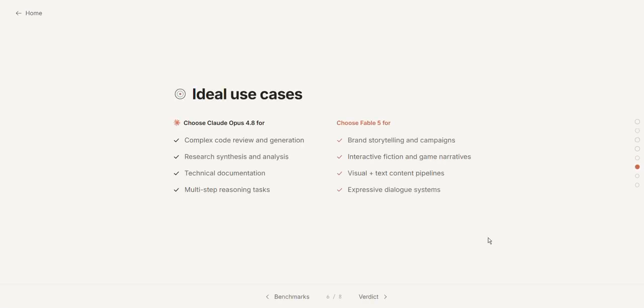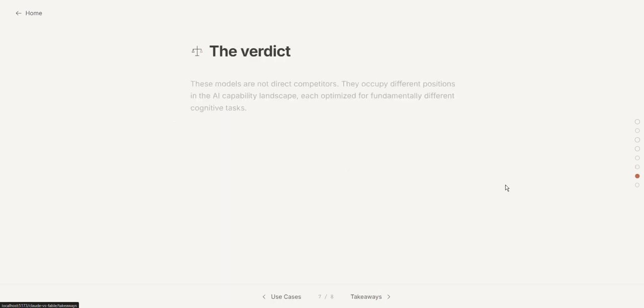Ideal use cases. Choose Claude Opus 4.8 for complex code review and generation, research synthesis and analysis, technical documentation, and multi-step reasoning tasks. Choose Fable 5 for brand storytelling and campaigns, interactive fiction and game narratives, visual plus text content pipelines, expressive dialogue systems.